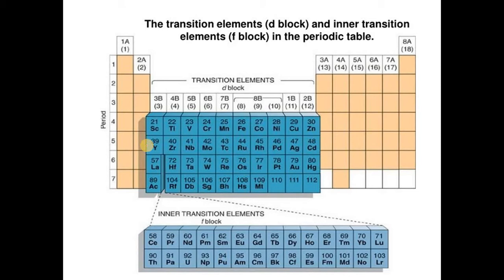Already we know that the lanthanides are situated at group number 3 and period number 6. So these are the bunch of 15 elements. For convenience they are placed at the bottom of the periodic table. They are called inner transition elements.